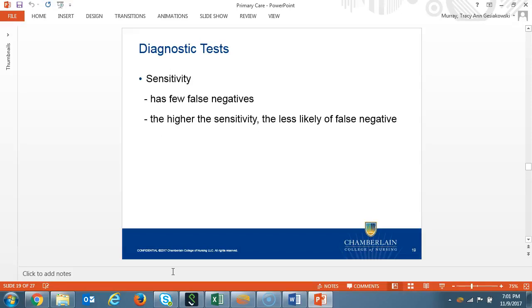When a test is very sensitive, we mean it has very few false negatives. The higher the sensitivity, the lesser the likelihood of a false negative. A sensitivity of 99% means that it is very unlikely for a false negative result. In a perfect world, a test would have 100% specificity and sensitivity, but we know that's not the case. Therefore, it's important to consider the specificity and sensitivity of a test when considering its usefulness in ruling your hypothesis in or out.